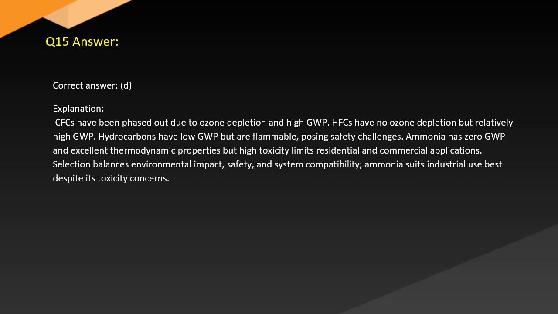Answer. Correct answer. D. Explanation. HFCs have been phased out due to global warming concerns, and while they have zero ozone depletion, hydrocarbons have low GWP but are flammable, posing safety challenges. Ammonia has low GWP and excellent thermodynamic properties, but high toxicity limits residential and commercial applications. Selection balances environmental impact, safety, and system compatibility. Ammonia is best for industrial use despite its toxicity concerns.